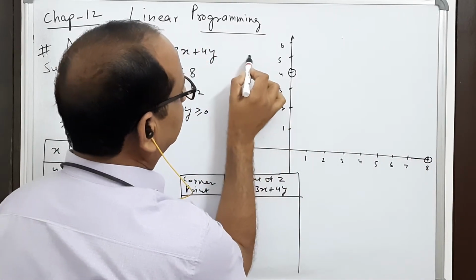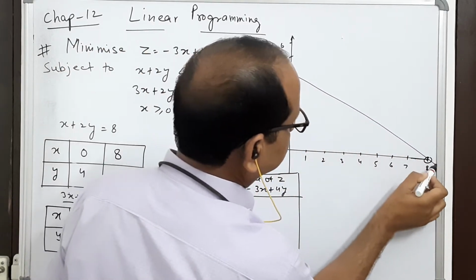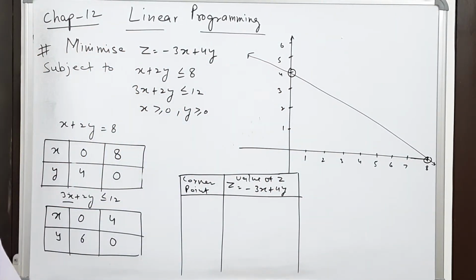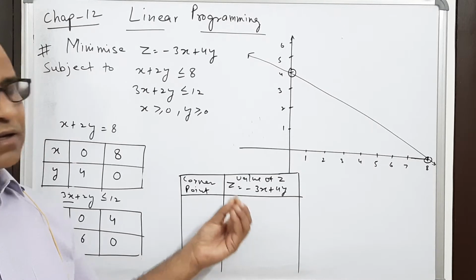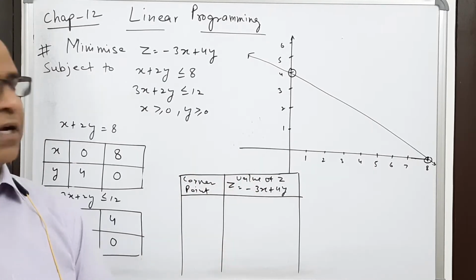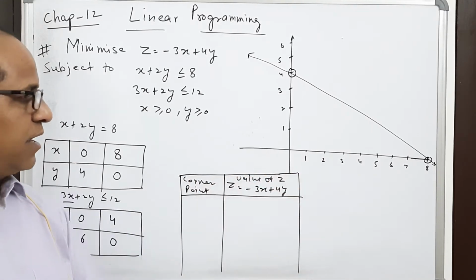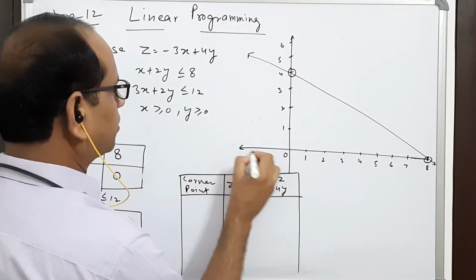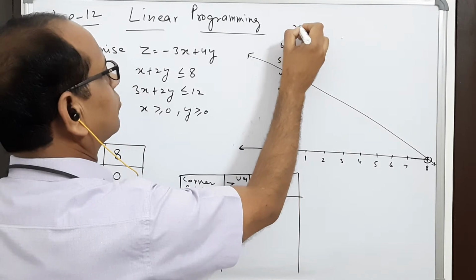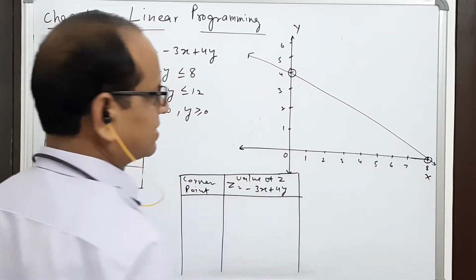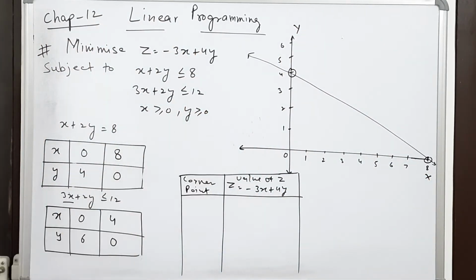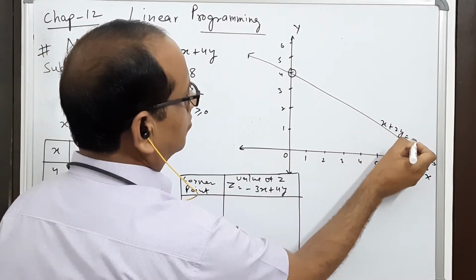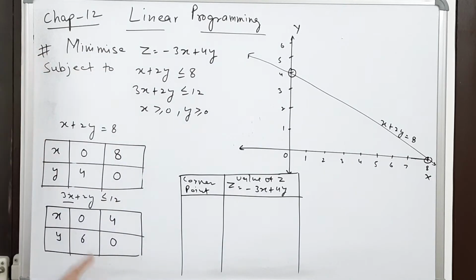In this way we draw a line like this. In the exam you will be given a graph paper in the answer sheet, and you have to draw the graph there by taking a proper scale. I have taken the scale 1 centimeter equals 1 unit. This is O, this is X, Y, and this part is X. So that is the first line, and I am writing the equation also: x plus 2y equals 8.